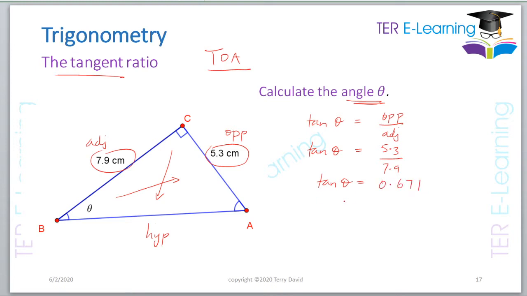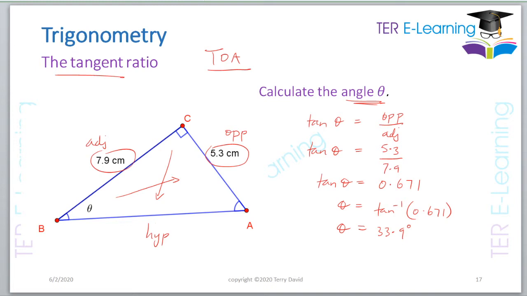0.671. Therefore, theta is... we're using our calculator to work this out. This is called arctan. So second function tan, I'm using the calculator to work this out, and my angle is 33.9 degrees. So my answer is 33.9 degrees.